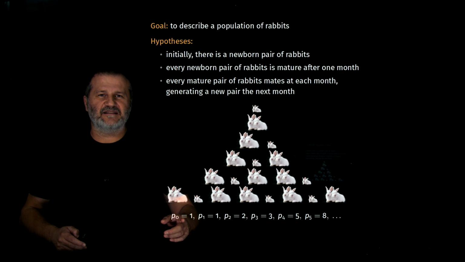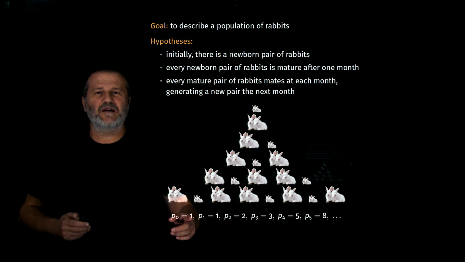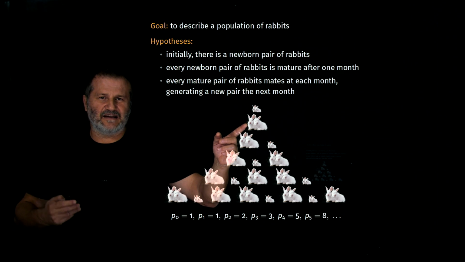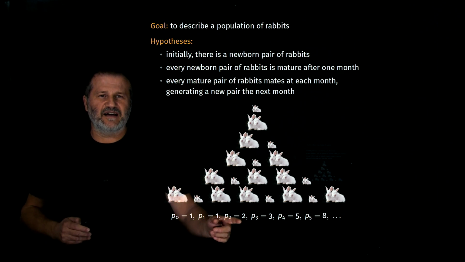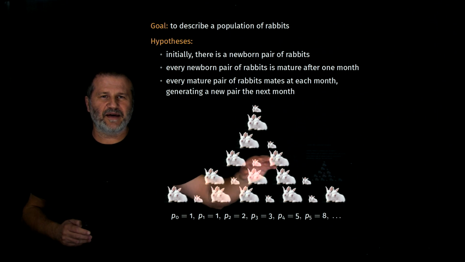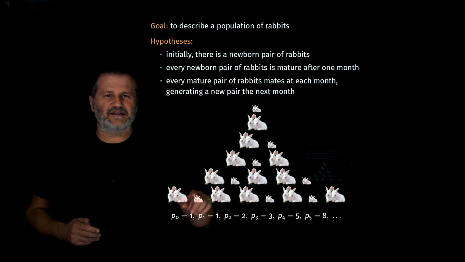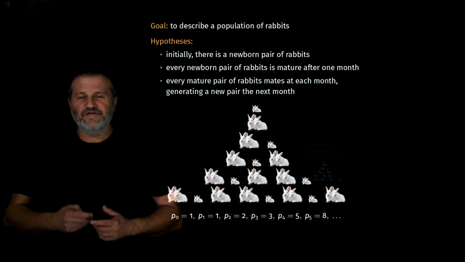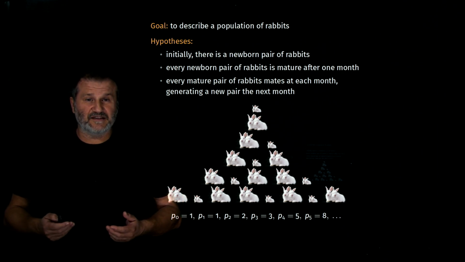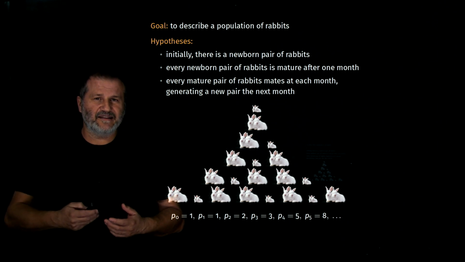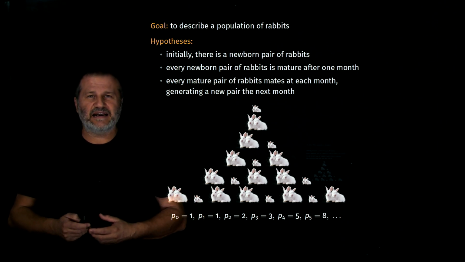If we count the pairs, so if we call Pn the number of pairs at the end of month n, we have that at month 0, so initially we have just 1 pair. After 1 month, we have still that pair that has become just mature. After 2 months, there are 2 pairs. After 3 months, there are 3 pairs, then 5 pairs, then 8 pairs, and so on. Of course, the principal problem is: can we describe how the number of pairs, Pn, depends on n directly?